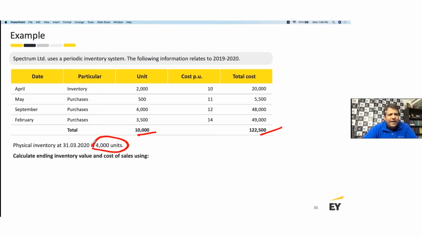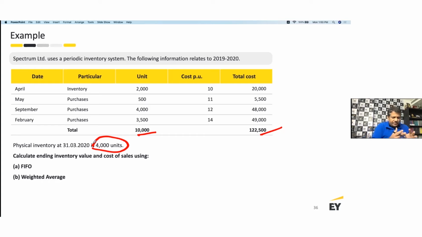Calculate the ending inventory value and cost of sales using two different methods, FIFO and weighted average. Now FIFO means first in, first out. How much is my inventory which is left? I have 4,000 units left. I purchased 10,000 during the year and I'm left with 4,000, which means I've sold 6,000. So first in, first out.